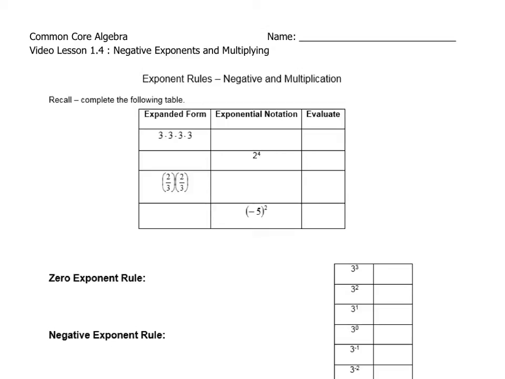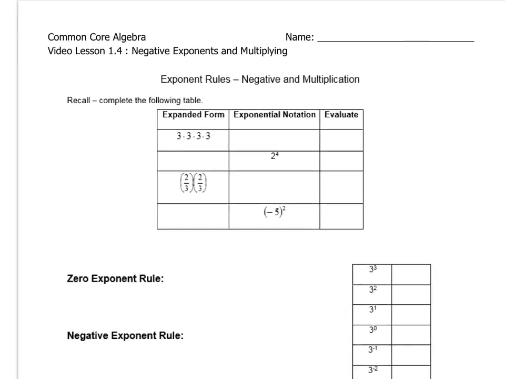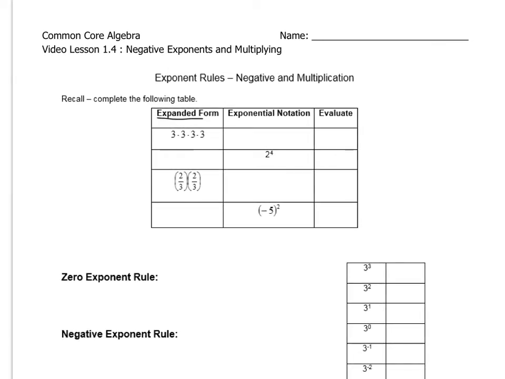All right, students, lesson 1.4 is about negative exponents. We've done some work with positive exponents. Let's review that work. Here we have titles: expanded form, exponential form, and evaluate.